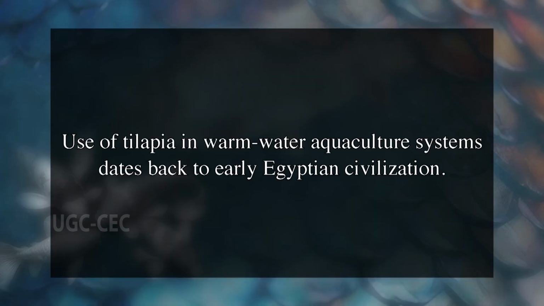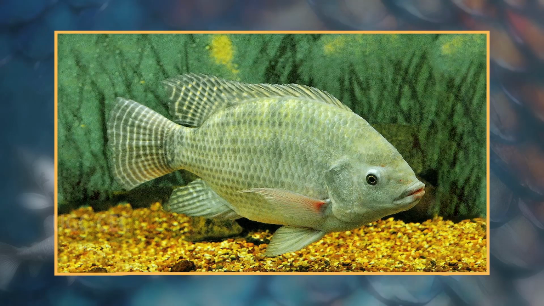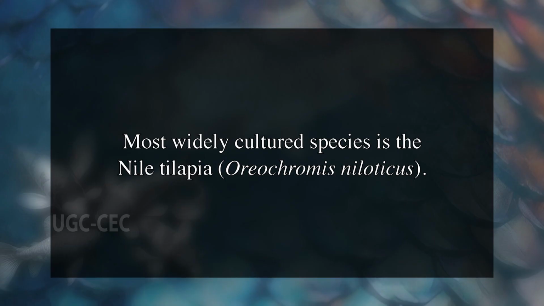The use of tilapia in warm water aquaculture systems dates back to early Egyptian civilization. The fish are perhaps best known because of their potential as an easily raised and harvested food fish. They can be grown in a variety of environments ranging from ponds to tanks and are suitable for small scale endeavors. Their commercial advantages include fast growth, resistance to disease, and a diet of readily available algae and zooplankton. The most widely cultured species is the Nile tilapia, Oreochromis niloticus.